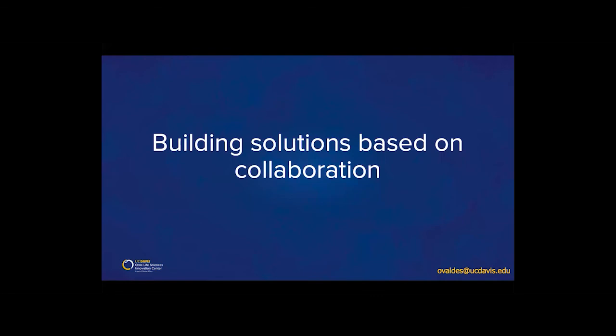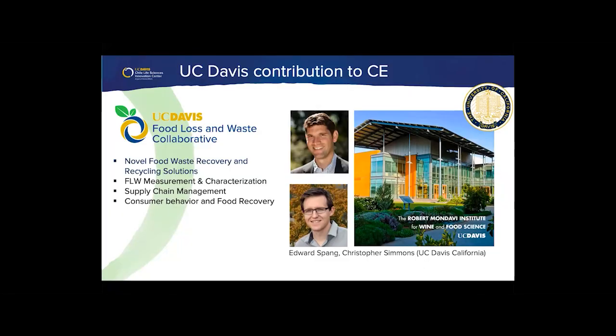So, well, I want to end by mentioning some of the work that UC Davis, the University of California, Davis, is doing in contribution to this transition. It's worth mentioning this initiative, which is the Food Loss and Waste Collaborative. It was one of the international models or benchmark initiatives that we looked at. And these are 2 of the researchers working on novel food waste recovery and recycling solutions, food loss and waste measurements and characterizations, a focus on supply chain management, and also consumer behavior and food recovery. So these are just examples of how science-based solutions are the baseline to start working and to promote circularity in the food system.